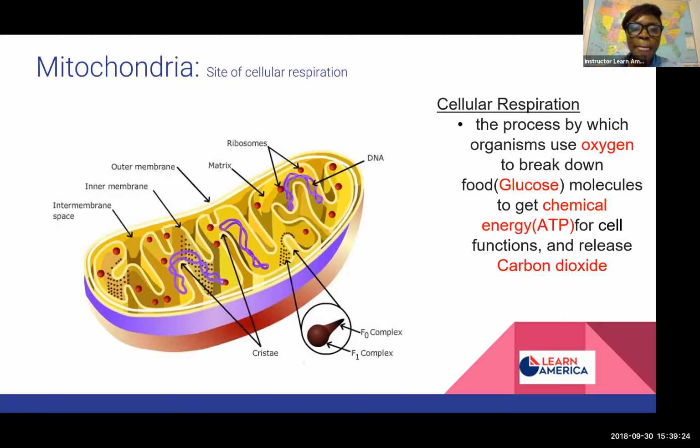So the mitochondria, we referenced before, is the site of cellular respiration. Cellular respiration is the process by which organisms use oxygen to break down glucose into chemical energy molecules such as ATP, for cells to function, and release carbon dioxide. That was a lot of information I just put out there. In general, we spoke before about the mitochondria being the site of respiration, where energy is produced. But I wanted to get a little more detail, now that oxygen is needed.